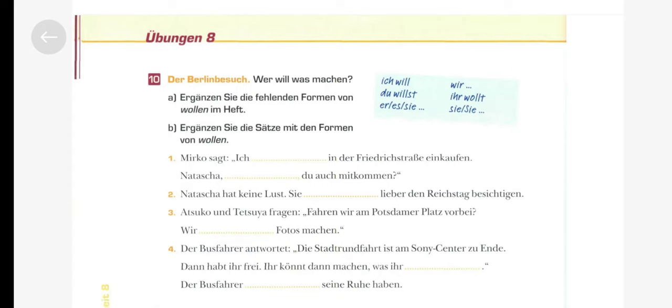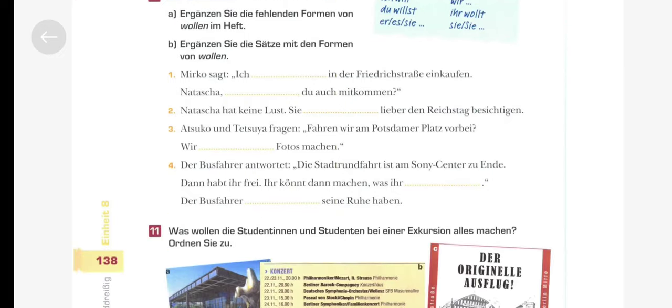Atsuko und Tetsuya fragen, fahren wir am Potsdamer Platz vorbei? Wir wollen Fotos machen. Der Busfahrer antwortet, die Stadtrundfahrt ist am Sony Center zu Ende. Dann habt ihr frei. Ihr könnt dann machen, was ihr wollt. Der Busfahrer will seine Ruhe haben.